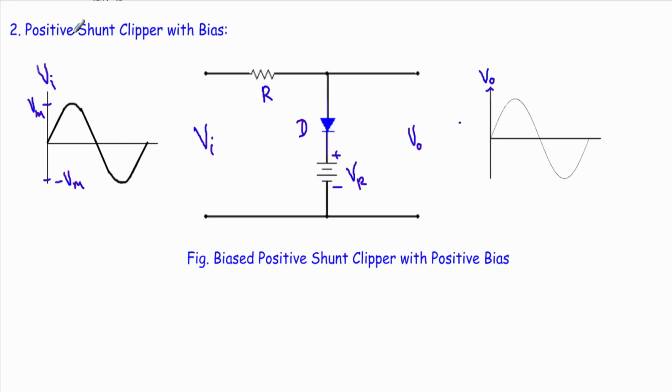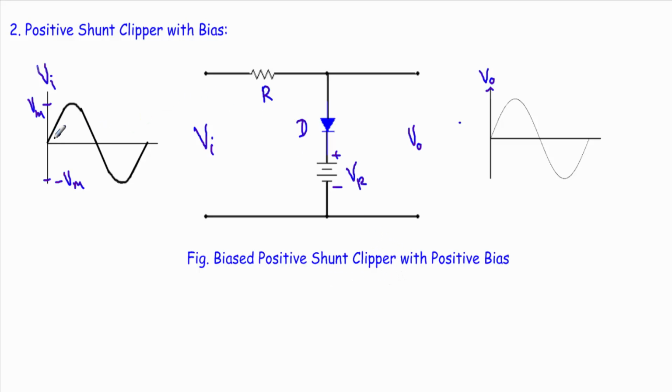Now I will show you the operation of biased positive shunt clipper, one with positive reference voltage and another with negative reference voltage. See, here we have a resistor and the diode, and this is the positive shunt clipper circuit, and if we add a bias voltage VR, then that circuit will be biased positive shunt clipper circuit.